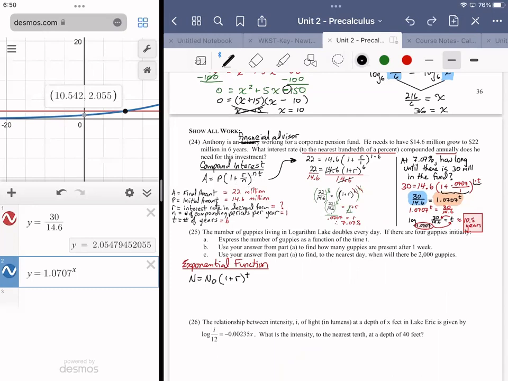Right? Some people use f of x, it all depends, but sometimes it's a function of time, sometimes it's a function of rate. So we don't want to restrict ourselves when it comes to that. But we would say N here is the final amount. N sub 0 is equal to the initial amount. R is the rate in decimal form, per unit of time. And T is units of time.